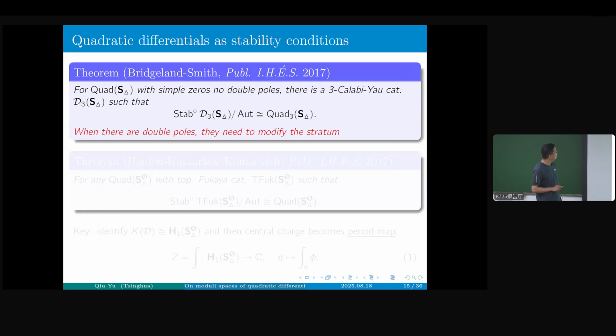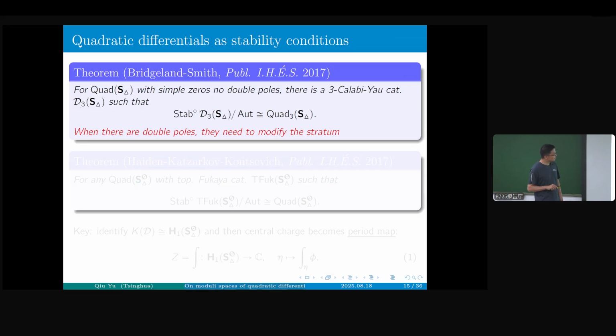One of the seminal works in this direction is by Bridgeland and Smith. They show that if you give me a stratum of the moduli space of quadratic differentials, here for simplicity we will exclude double poles; later we will mention what happens with double poles. So without double poles, you can take a 3-Calabi-Yau category, which can be constructed from quivers with potential associated with a triangulation of this marked surface. In fact, Ivan Smith shows that this is actually a subcategory of some derived Fukaya category of a genuine symplectic threefold, and this is just generated by some Lagrangian spheres.